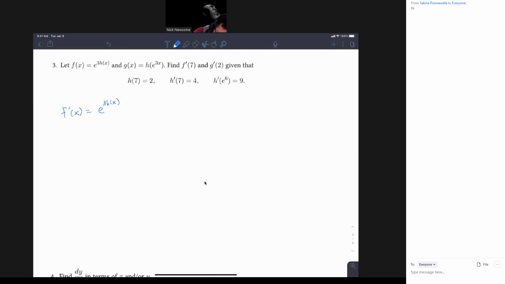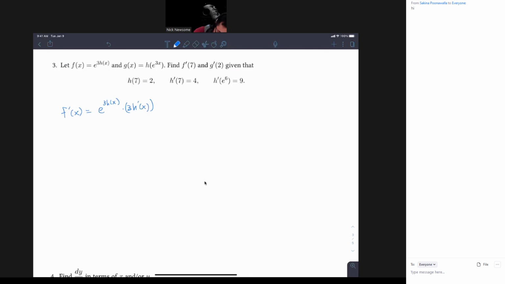And then we multiply it by the derivative of the inside. The inside is going to be the exponent, and the derivative of 3h of x is 3 times h prime of x, because the derivative of a constant times a function is the constant times the derivative of the function. So there's my derivative of f.